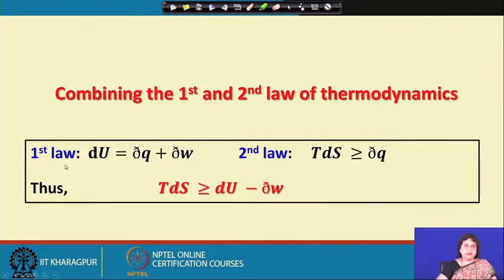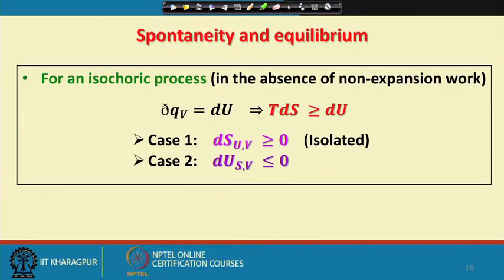In the first law, the mathematical statement is dU for an infinitesimal process is a summation of dq and dw, and TdS is greater than or equal to dq, and this is just another way of writing the Clausius inequality. So, combining the two of them, what we get is TdS greater than or equal to dU minus dw, and that tells us that this combination can be used not only to describe isolated systems, but also in the spontaneity and equilibrium conditions in non-isolated systems as well.